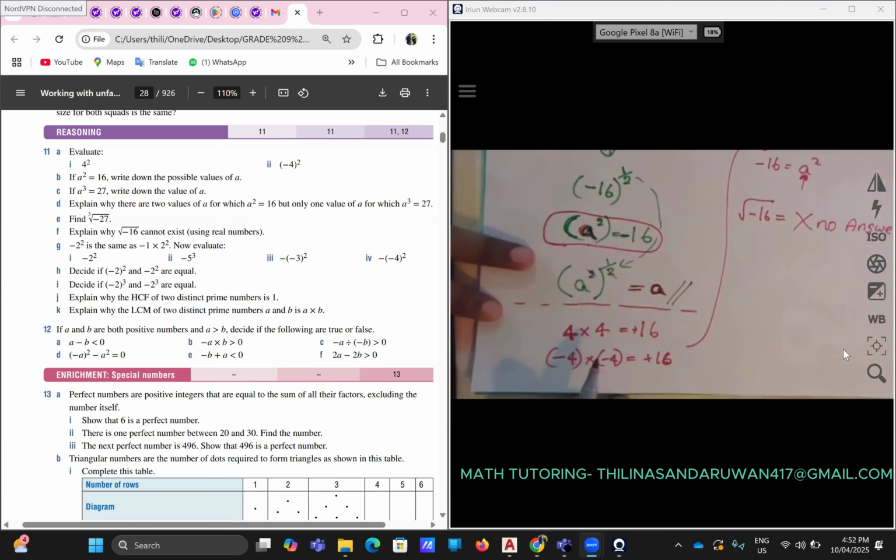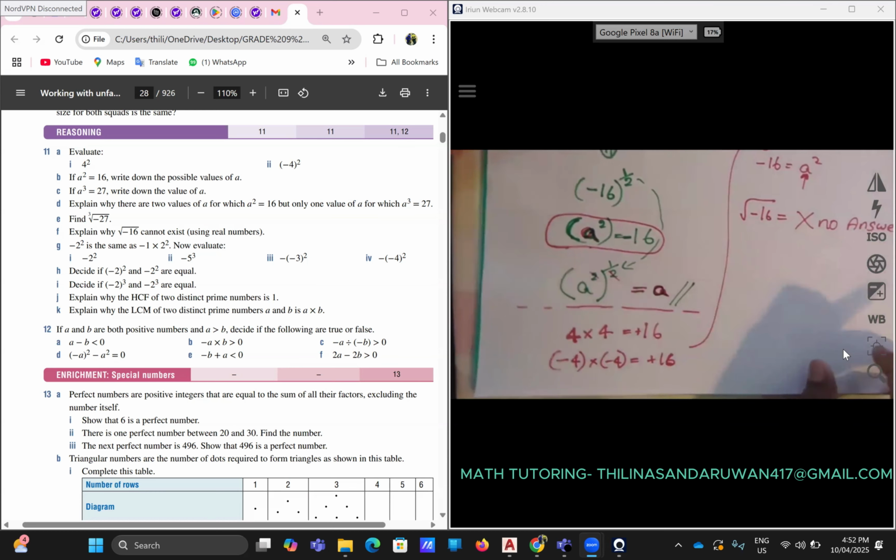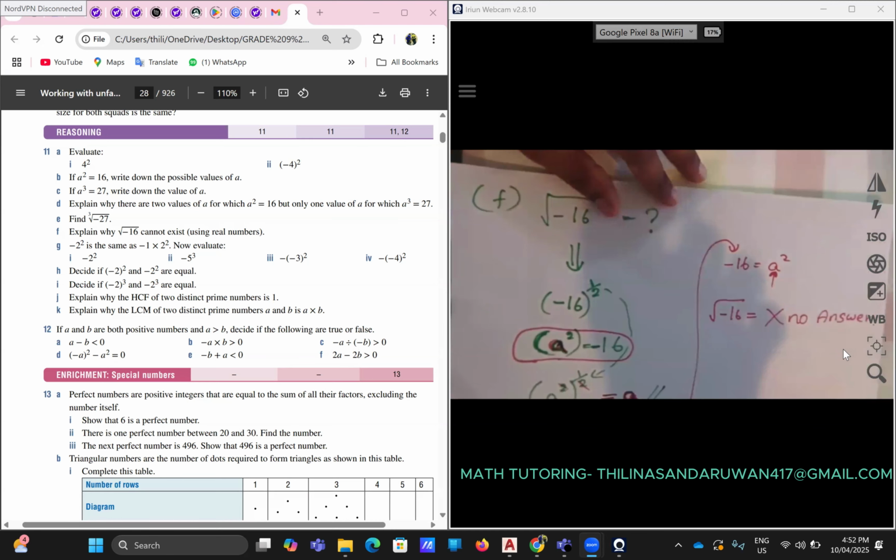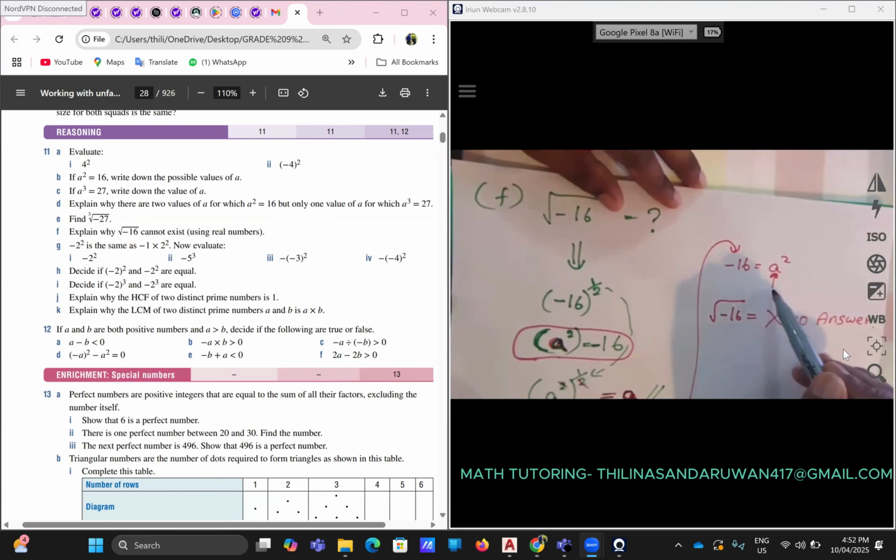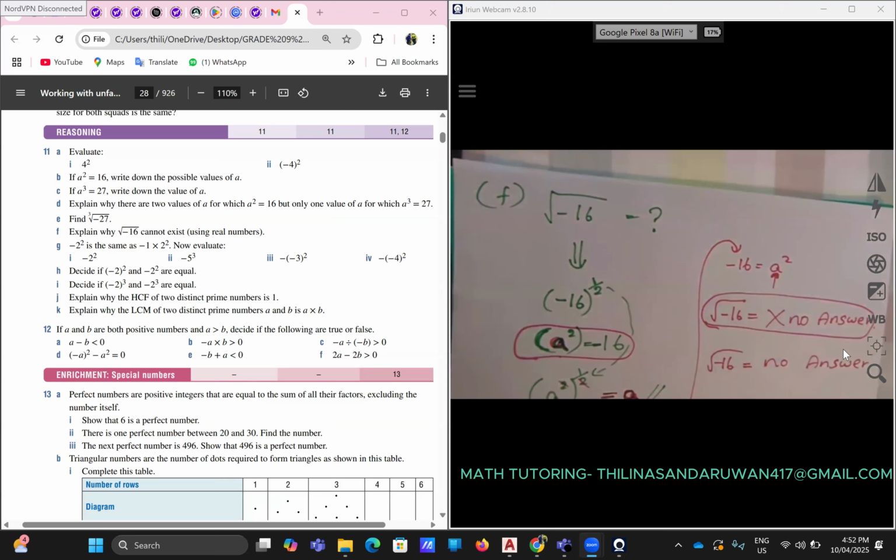So let's try. 4 times 4 is plus 16, but we need minus 16. So I multiplied minus 4 by minus 4, but it also gives us plus 16. Which means we don't have any answer for A. That is why we can't find any answer for this one. No answer, which means that it doesn't exist.